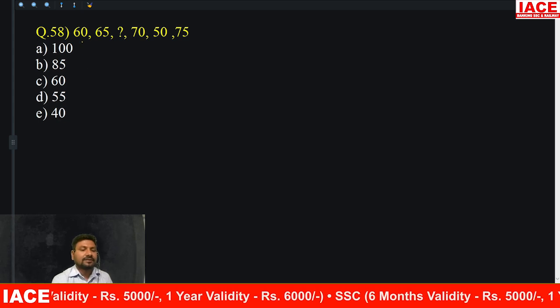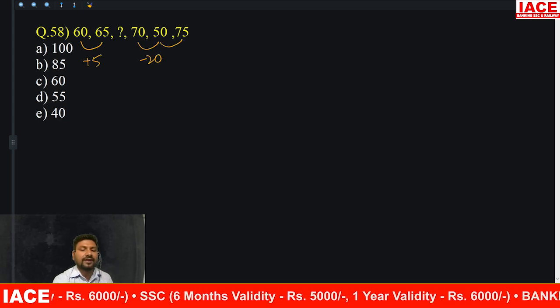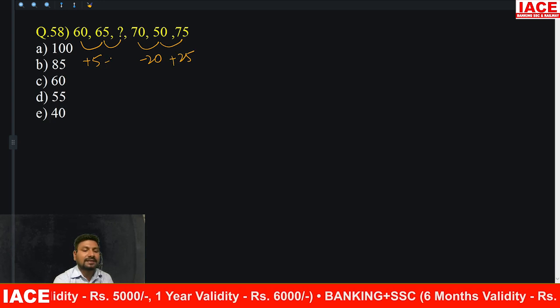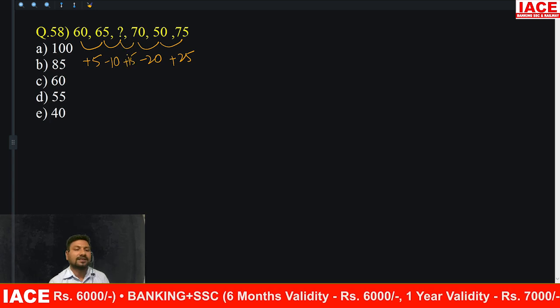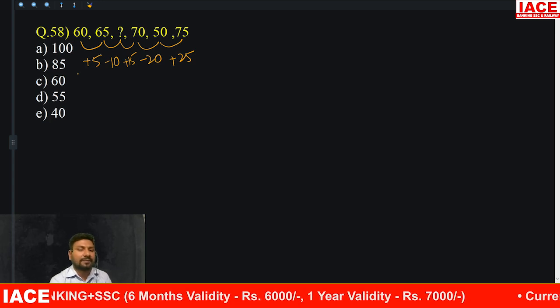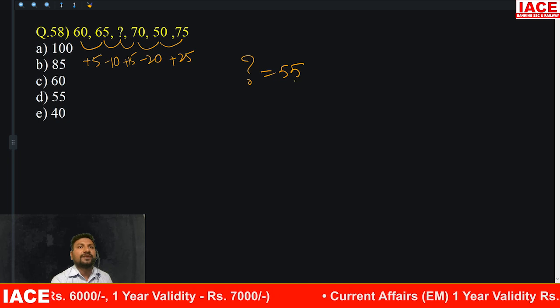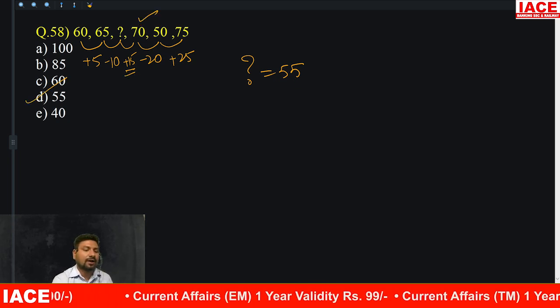It is an addition. 6 to 65, 5 added, 7 to 50, minus 20, 50 to 75, plus 25, plus 5 and next minus 10 and next plus 15. Okay, this is the logic to implement. 65 minus 10 equal to the question mark, what is the answer? 55. The 55 added to 15, the result is 70. Then the question mark answer is 55, option D.